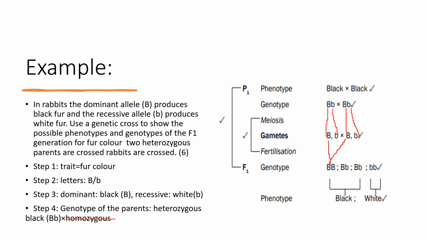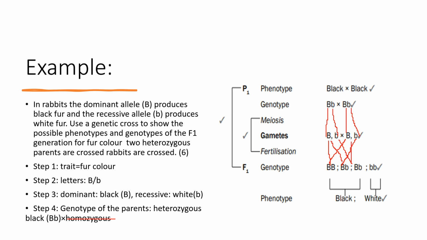Then you take the first gamete from the first parent, then you put it here. Then you take the second gamete from the second parent, then you put it here. You take the second gamete from the first parent, you put it here. Then you take the first gamete from the second parent, then you put it here, and you do the same for the second gamete for the first parent and the second gamete for the second parent.